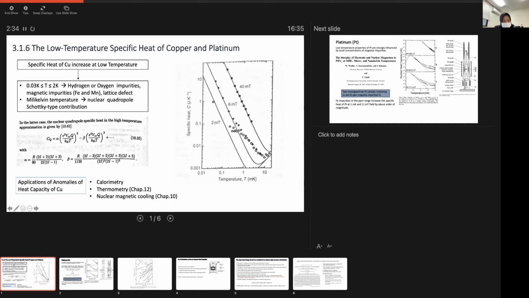Because of these anomalies of the specific heat of copper, there are many applications of copper in calorimetry and thermometry. It will be discussed more in chapter 12, and also nuclear magnetic cooling in chapter 10. This graph shows the heat capacity of 275 moles of copper, of which 104 moles are in a given magnetic field.